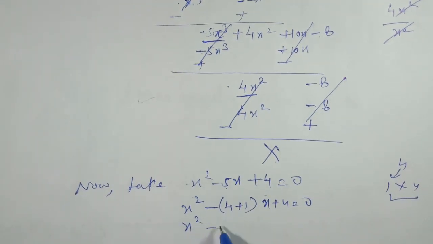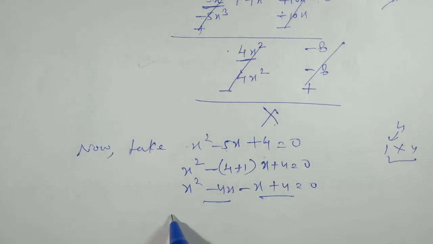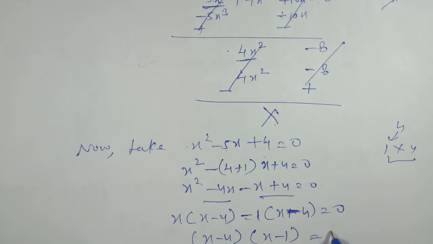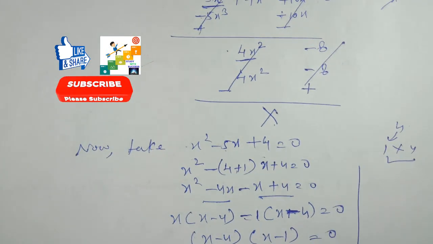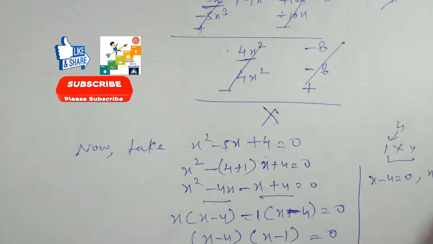This will give x square minus 4x minus x plus 4 equal to 0. We have to take common from it, and from it x will be common. x minus 4, minus 1 will be taken as common. If minus is there, then this sign will be changed: minus minus plus 4 equal to 0. We have the same term within the brackets, so x minus 4 and x minus 1 equal to 0. Now this implies that x minus 4 equal to 0.